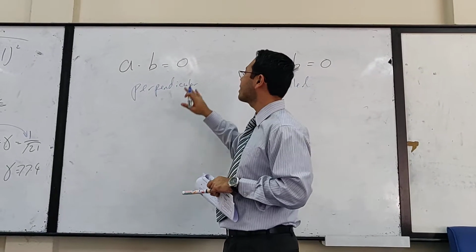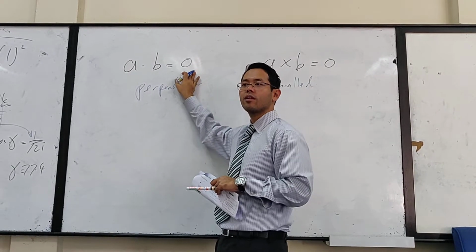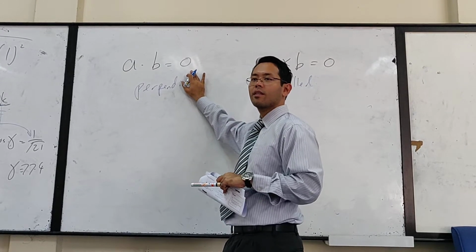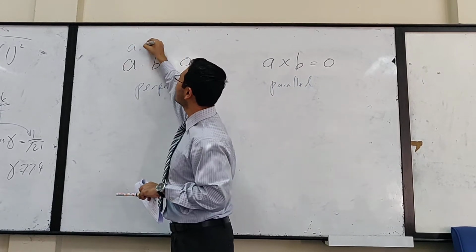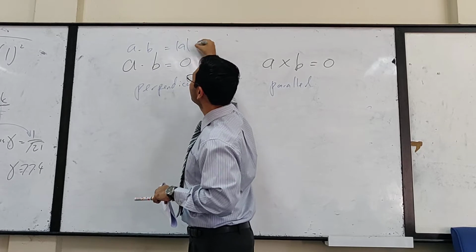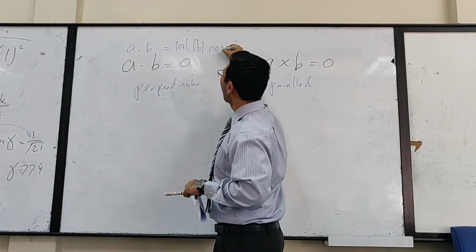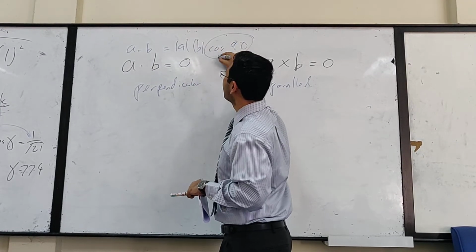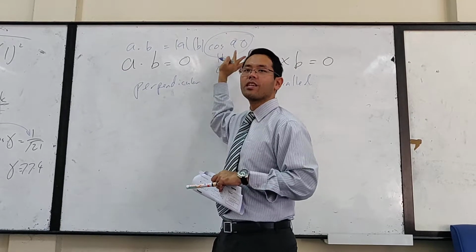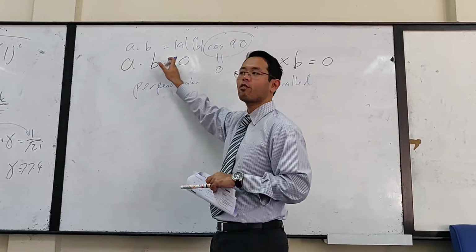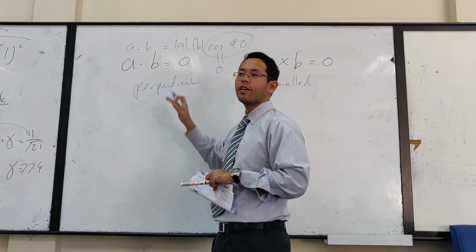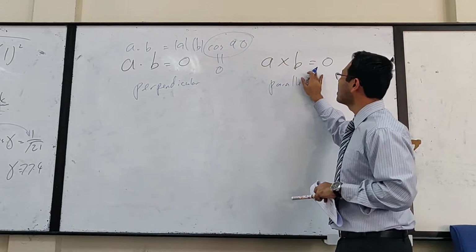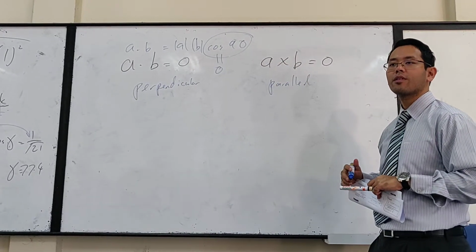Right? May I ask why it equals 0? Because the formula is A dot B equals modulus A modulus B cos 90, and cos 90 equals 0. So that's why the right side collapses to 0. Okay? This one here, why does it equal 0?